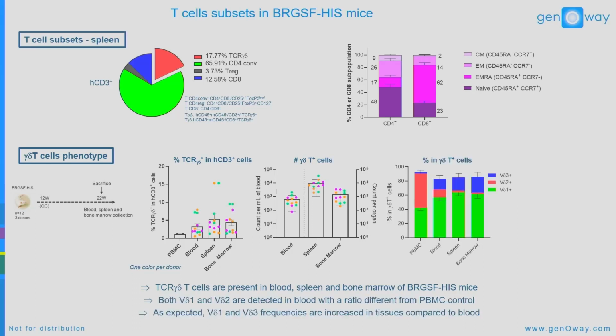When looking into the subsets of those gamma delta T cells, in the blood they were dominated by delta 1 and delta 2, which indeed doesn't really reflect the human situation, because in humans you have approximately the same frequency of delta 1 and delta 2 and very few delta 3. Here we had much more delta 1 than delta 2. And when looking into the tissues, we found that delta 1 and delta 3 dominated the gamma delta compartment, as reported in the literature.